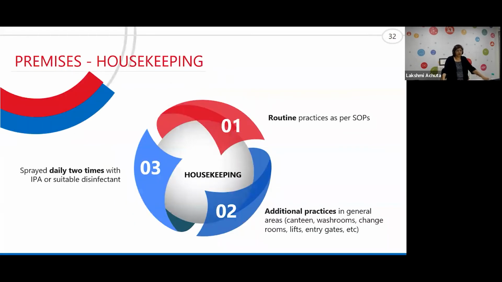Coming to the housekeeping norms, routine practices as per the procedures are followed. There are additional practices in general areas, especially where there is high footfall, or high-risk areas like the washrooms, the change rooms, the canteen, the lifts, and the entry gates. These areas have to be sprayed 2 times daily. Many industries follow this norm, spraying 2 times with isopropyl alcohol or a suitable disinfectant.